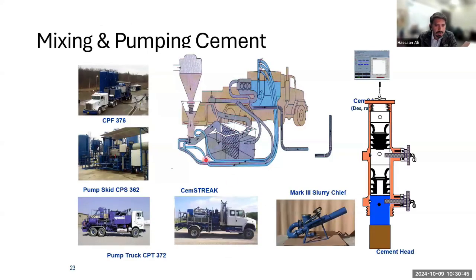These are just a couple of pictures of skidded units. You can see right over here, you have your big batch tanks, and then you have your trailer mounted with a semi. And this includes all your pumps, all your mixing tanks, etc. It comes in a skidded form like this, as well as truck mounted.